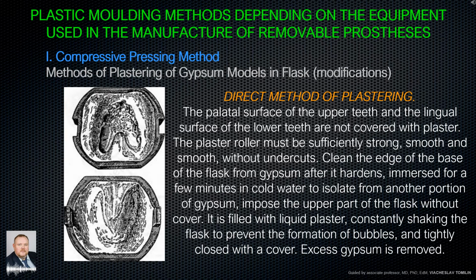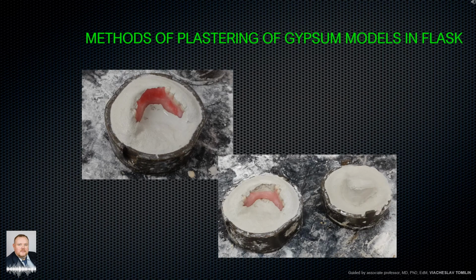Impose the upper part of the flask without cover. It is filled with liquid plaster, constantly shaking the flask to prevent the formation of bubbles, and tightly closed with a cover. Excess gypsum is removed. Methods of plastering of gypsum models in flask.